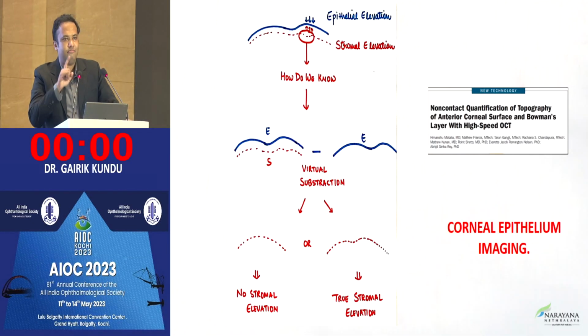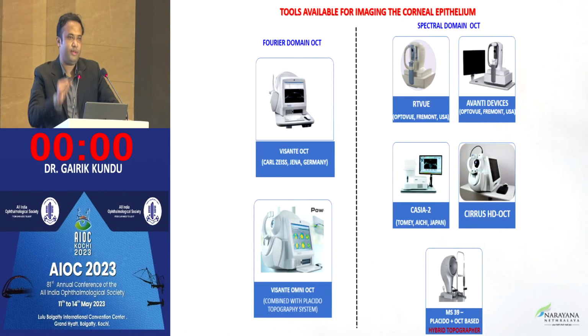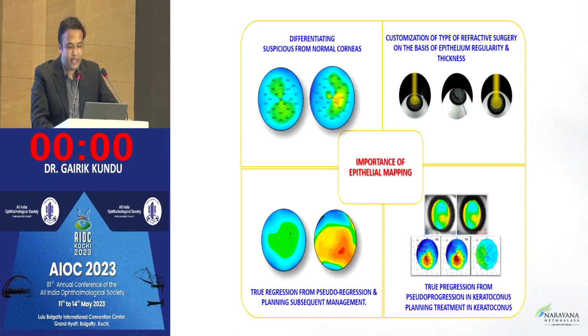So it's important to understand epithelial mapping tools such as the MS39. I know not all of you will have an MS39. It need not be an MS39; any anterior segment OCT. It's very important to incorporate this into your existing practice.